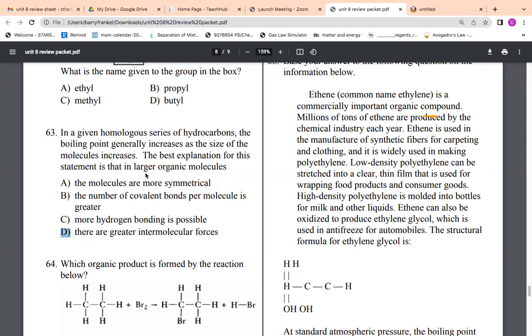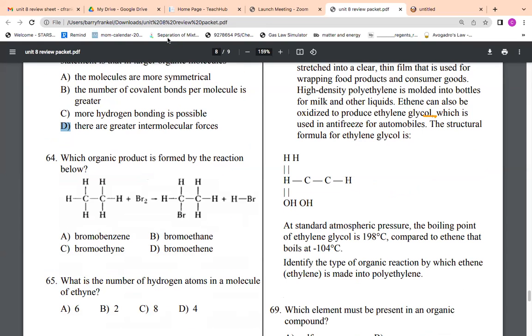Number 64. Which organic product is formed by the reaction below? So we're starting off with an alkane, and I like to label everything. Alkane, halogen, and I like to just look at what happened. This hydrogen got replaced by a bromine. Okay. So also, I know that they're not asking this, but it is good to just think about it. This is a substitution reaction.